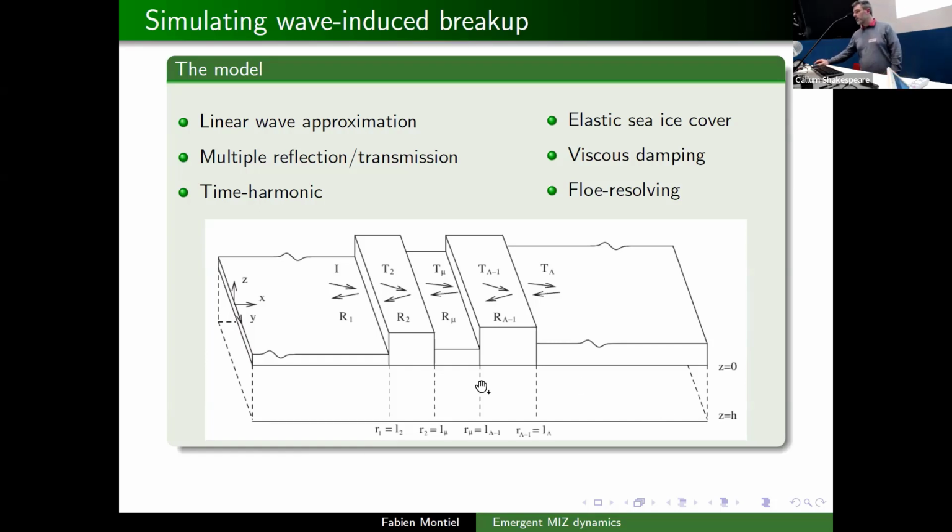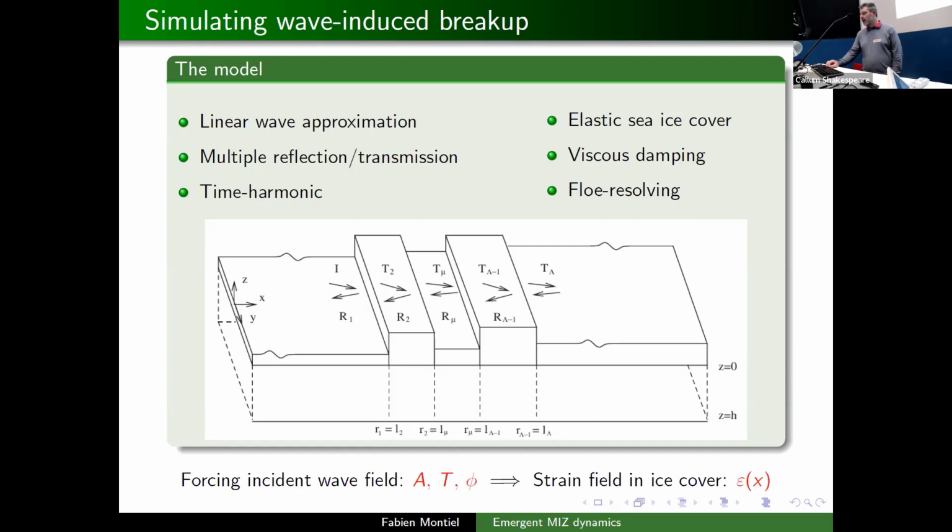Okay, so here there are no variations in the y direction, so it's really one-dimensional wave propagation into the ice sheets, and then just repeatedly breaking up that ice sheet. So here we modeled the ice sheet using some simple elastic plate model, and we also added a bit of viscous damping to make sure there is enough attenuation happening.